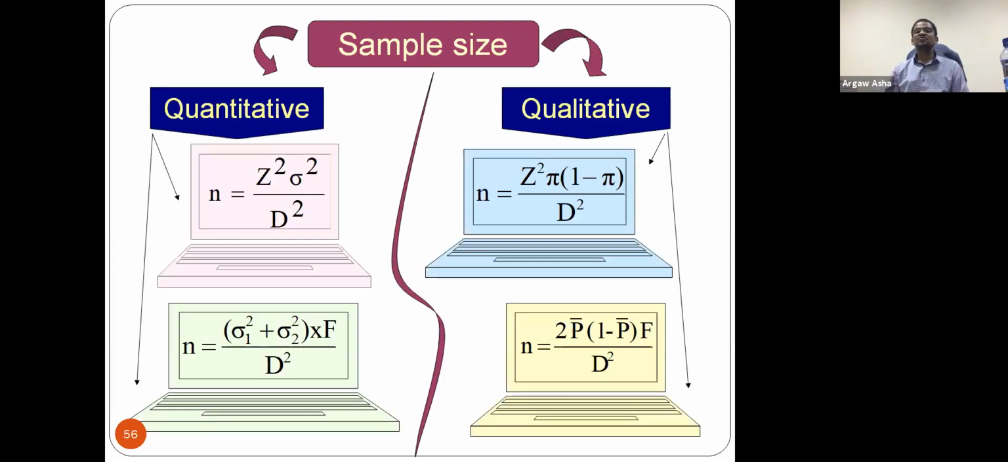So based on that, whenever we calculate sample size, if it is quantitative, n equals z squared sigma squared over d squared. If it is qualitative, we have n equals z squared pi times 1 minus pi over d squared. Or you can use it in terms of frequency.